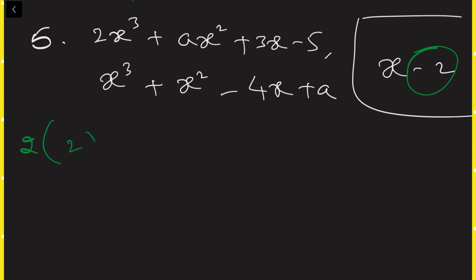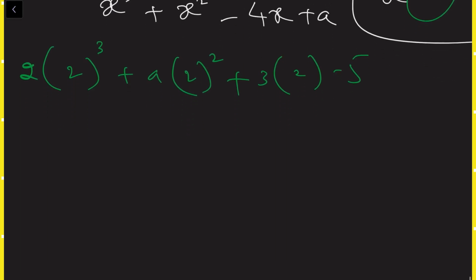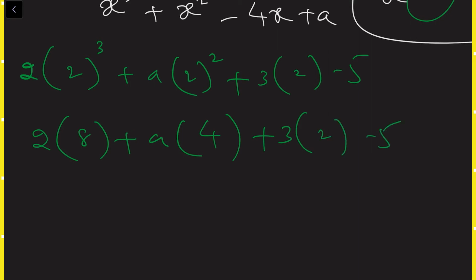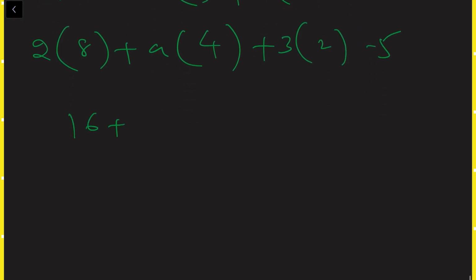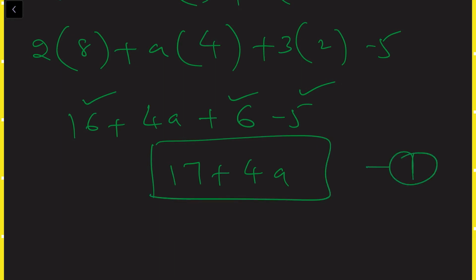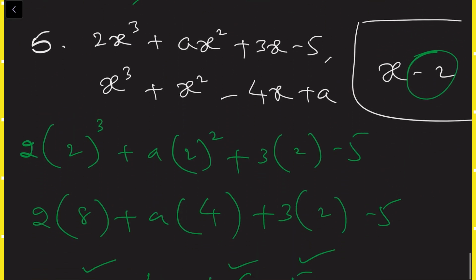2 into 2 cube plus a into 2 square plus 3 into 2 minus 5. First I am going to substitute in the first polynomial. 2 cube is 8, plus a into 2 square, which is 4, plus 3 into 2 minus 5. 2 into 8 is 16, plus a into 4 is 4a, plus 3 twos are 6 minus 5. 16 plus 6 is 22, 22 minus 5 is 17, plus 4a. Equation 1.